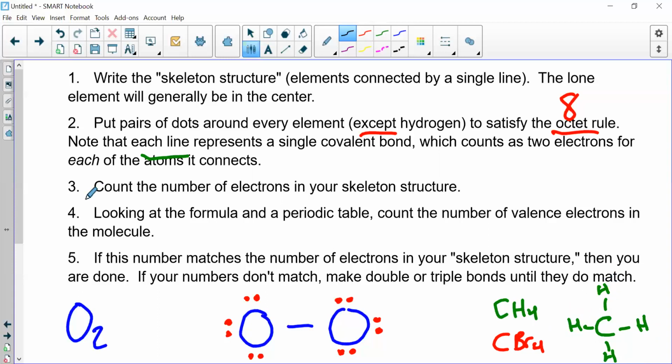Step 3, count the number of electrons in your skeleton structure. Now keep in mind, a dot is an electron, so a pair is 2. What else are electrons? The single lines. A single line represents 2 electrons.